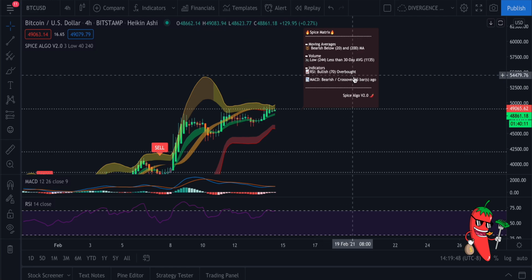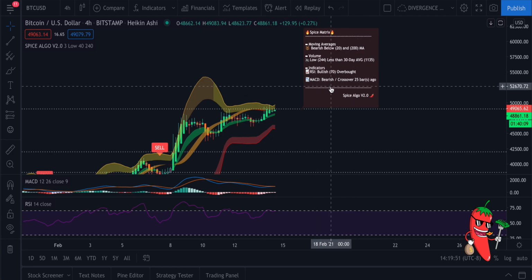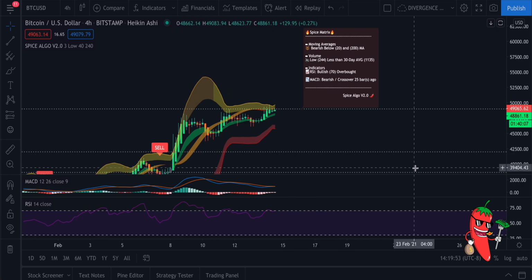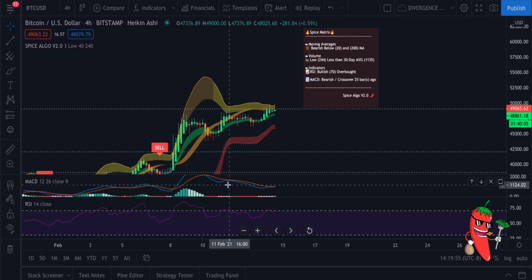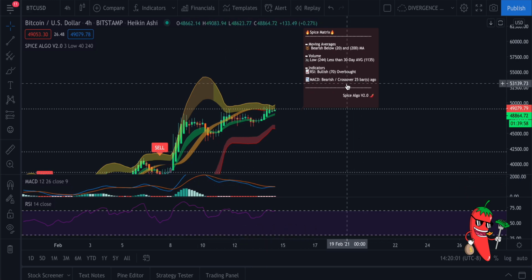It will give you confirmation, and it will also let you know if the MACD is bearish, meaning the orange line is above the blue line, signaling a bearish trend. It will let you know how recent the crossover was, 25 bars ago.